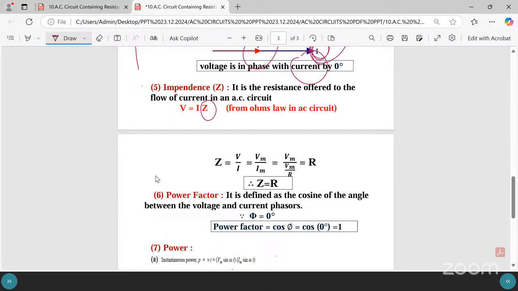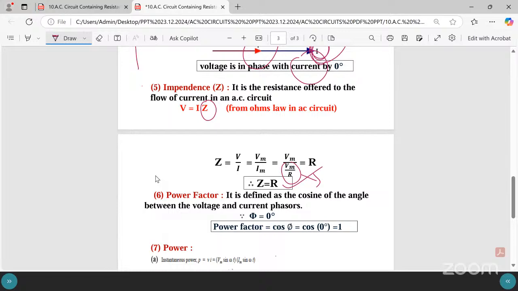Z is equal to V by I. Convert into maximum values: Z is equal to Vm by Im. Where did we get Im from? Result 1: Im is equal to Vm by R. How many results? 7 results. We have this formula, Im is equal to Vm by R. If you get this, Z is equal to R. Remember that Z is equal to R.